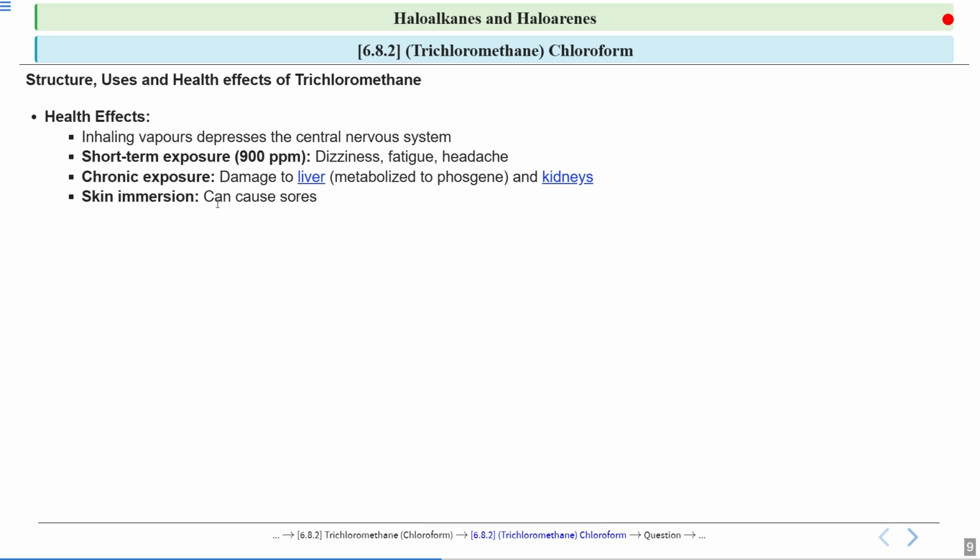Skin immersion can cause sores, so it can also affect your skin. The effect on your health from exposure to chloroform can also be by contact via your skin. So if chloroform comes in contact with your skin, it can cause sores, red rashes, or a pimple type of thing on your skin.